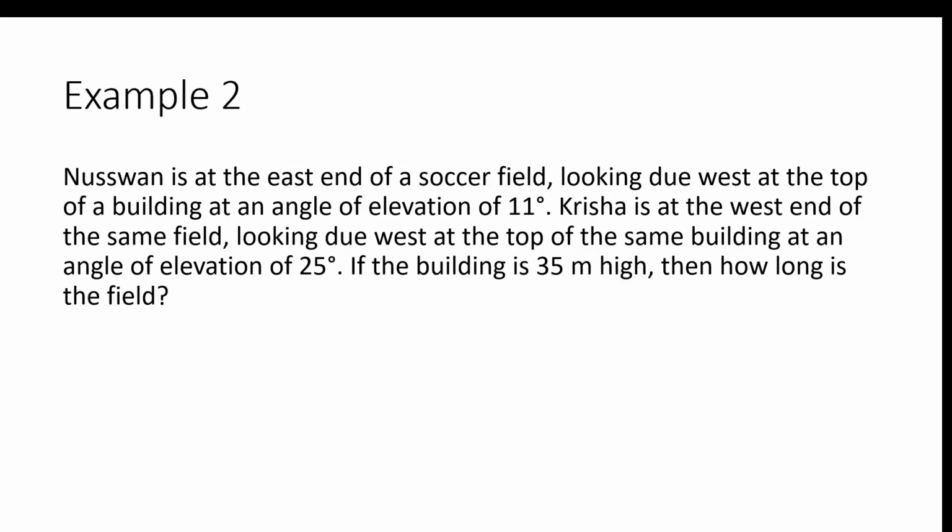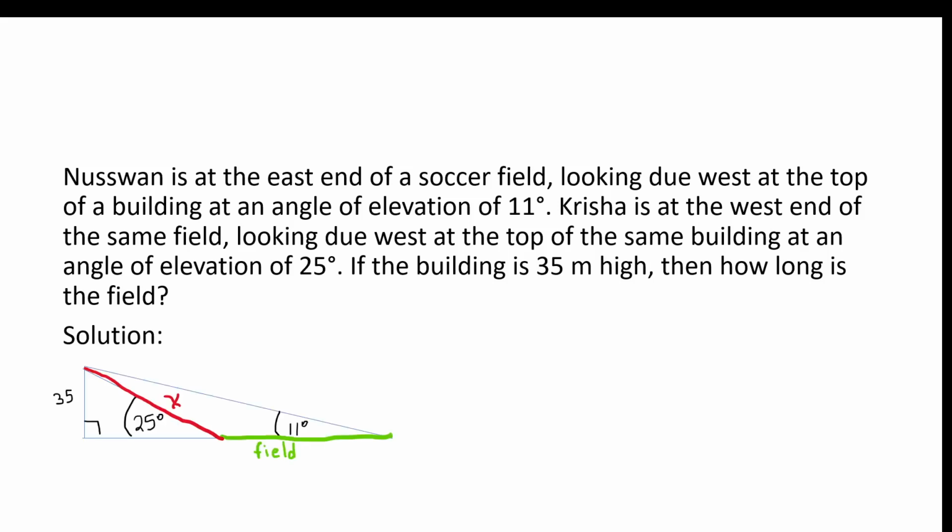Now, suppose New Swan is at the east end of a soccer field and he's looking due west at the top of a building at an angle of elevation of 11 degrees. And suppose Krisha is at the west end of the same field, also looking due west at the top of the same building at an angle of elevation of 25 degrees. We know the building's 35 meters high. We want to know how long the field is. At first glance, it might be a little bit tough to consider how this looks when you draw the diagram. Well, here it is.